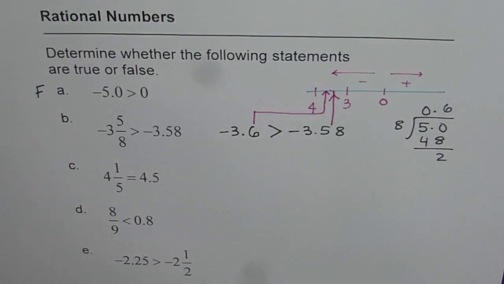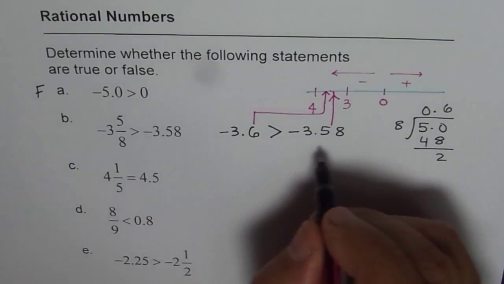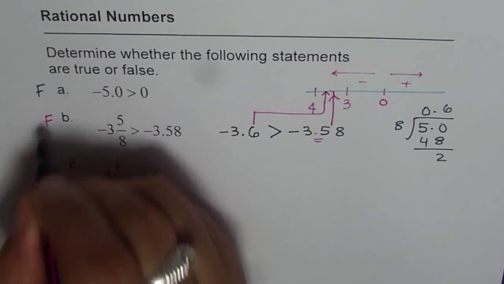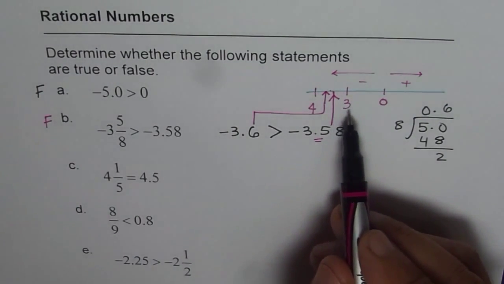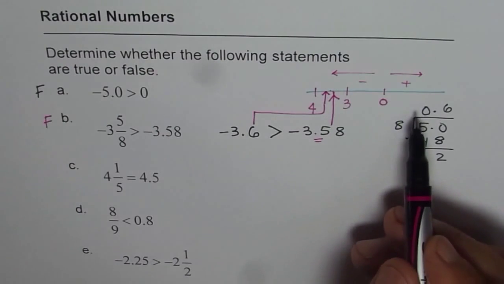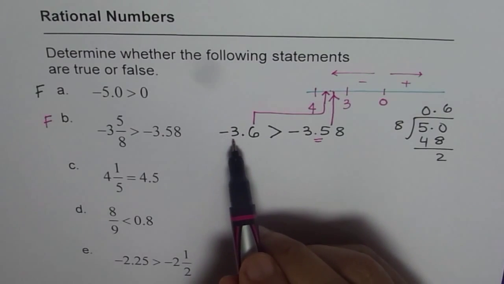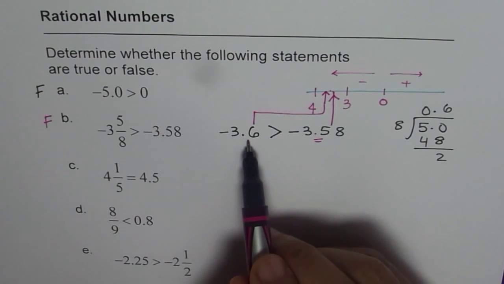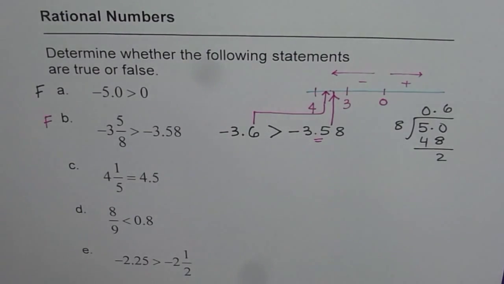Now which one is greater? Numbers on the right are greater, correct? This is greater. Therefore, the statement is also false, correct? Remember, numbers on the number line, whichever is on the right side is greater. Minus 3.58 is greater than minus 3.6. I should say minus 3.6 is not greater than but less than minus 3.58, correct? Now the best thing is whenever you have rational numbers, you can convert to decimals to compare.